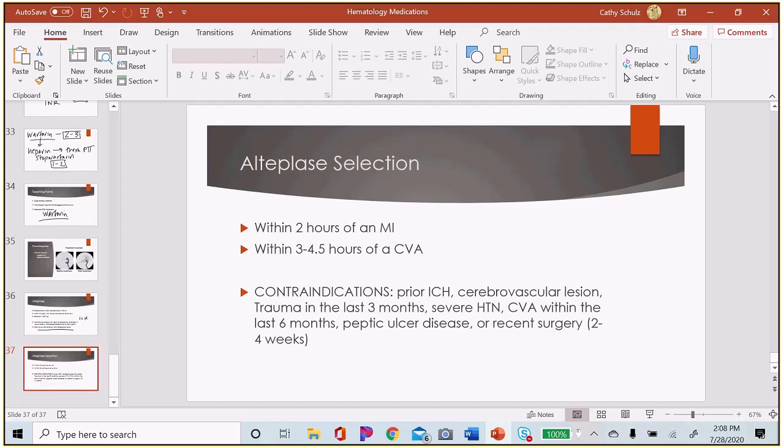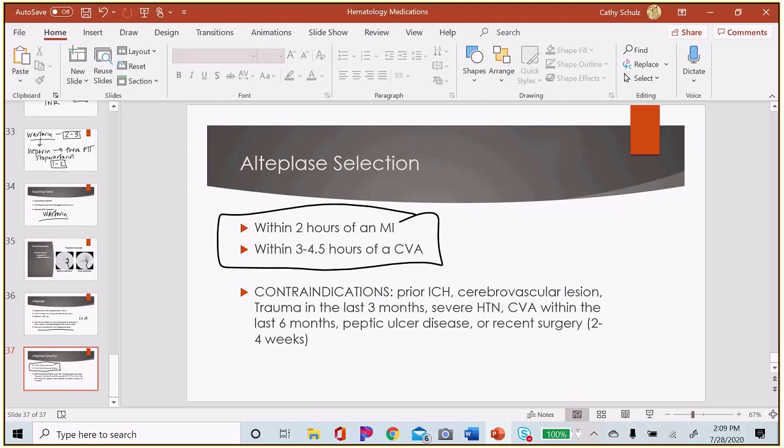So how do we decide who is a good candidate? It has to do with the time. The closer you are to the original insult, the better, the more successful it'll be. After these time periods, it's not just that it won't work, but why take the risk? If it's not going to work and the patient could bleed, I'm not going to do it. So if the person had symptoms of a heart attack and it's 2 hours, it's a good time to give TPA. You can bust right through that clot.